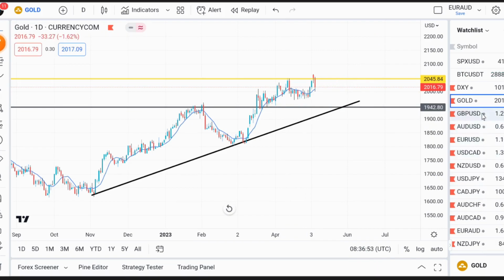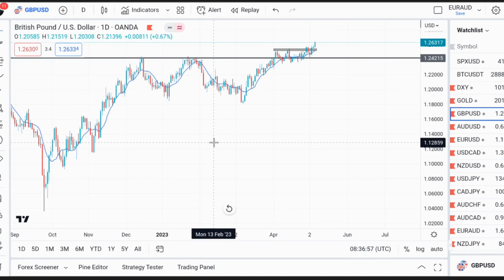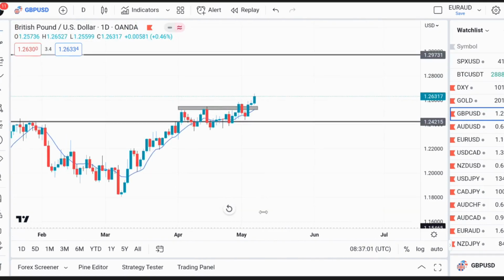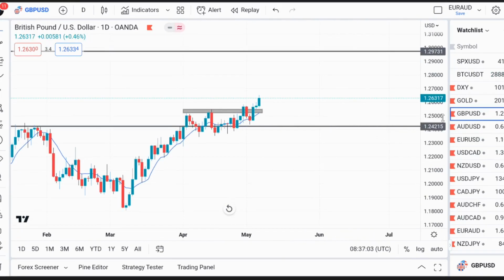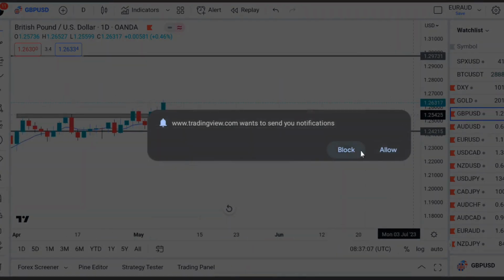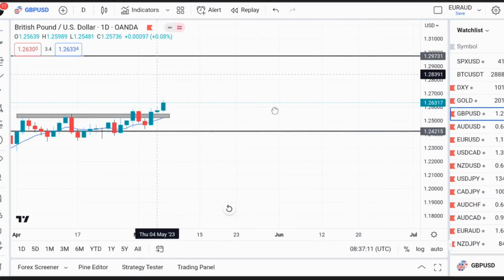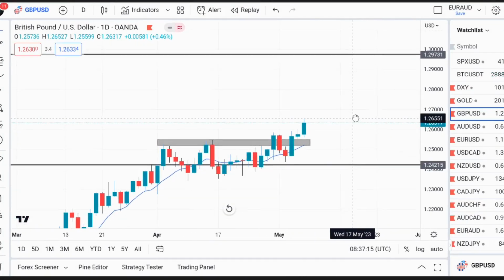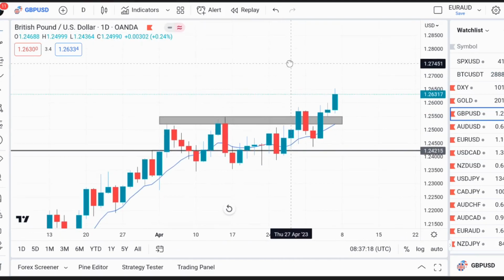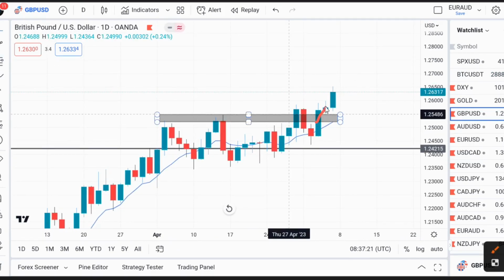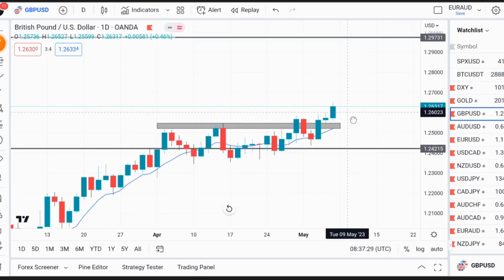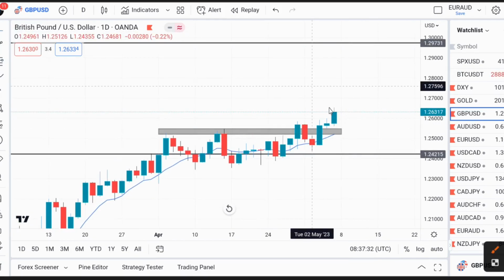So the first one I want to check is GBP/USD. GBP/USD, we saw it breaking the resistance level last week and then doing a retest at that particular level, as you can see. So we have a break of this level and a retest right there. So the next resistance level for GBP/USD is 1.29731. So GBP/USD for me is to the upside after breaking this particular level right here.